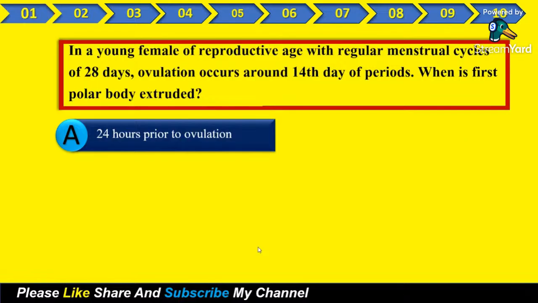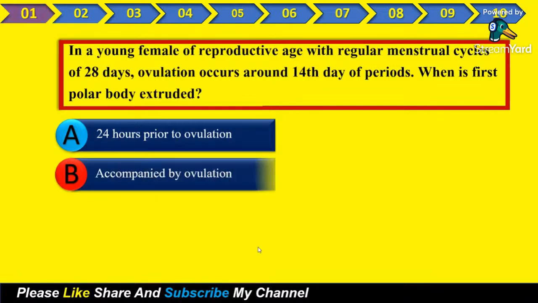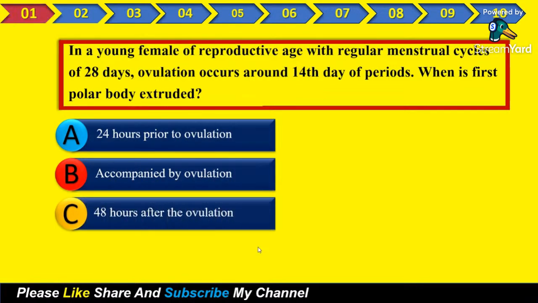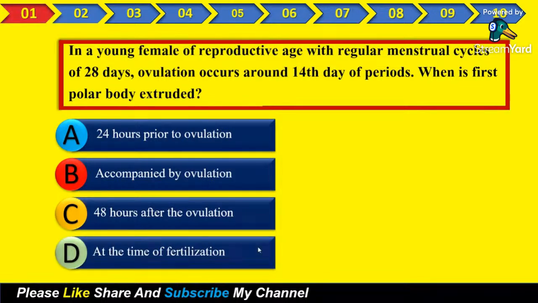A. 24 hours prior to ovulation. B. Accompanied by ovulation. C. 48 hours after ovulation. D. At the time of fertilization. So, what do you think is the correct answer here?